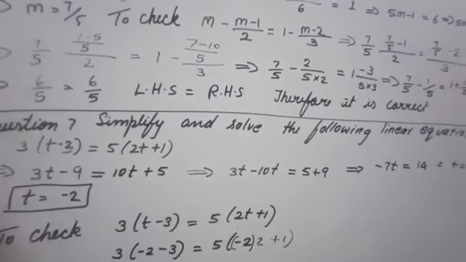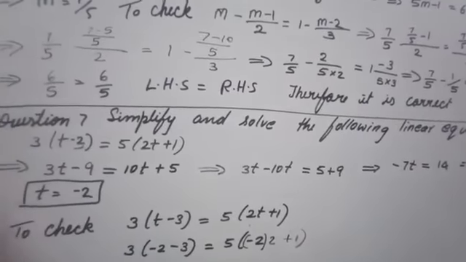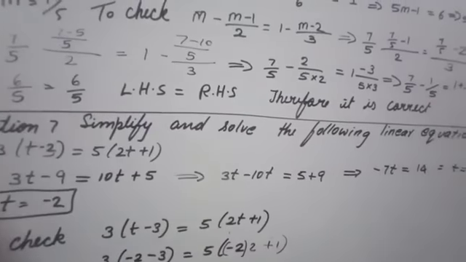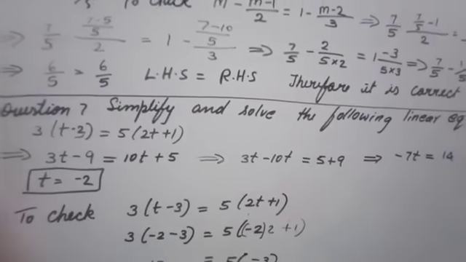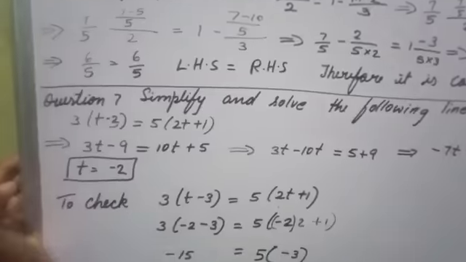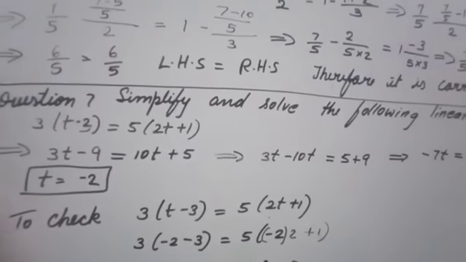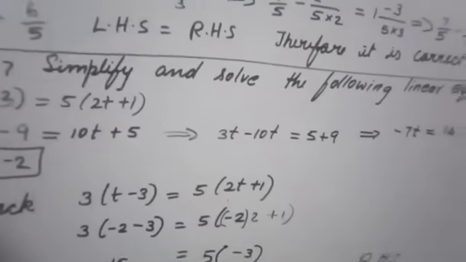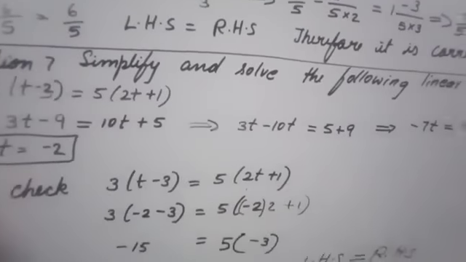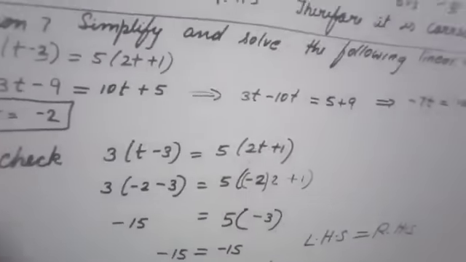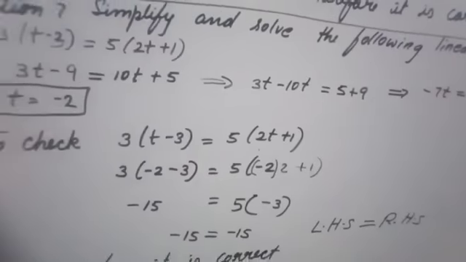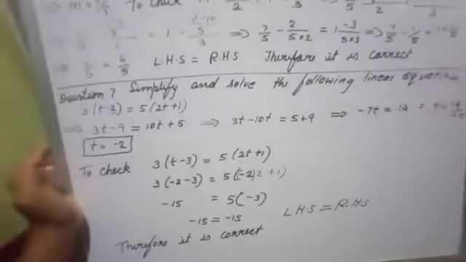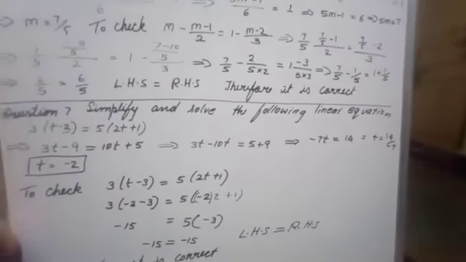Let us substitute that. How will we substitute? 3t minus 3 is equal to 5 times 2t plus 1, with t equal to minus 2. If we substitute, on the left hand side you will be getting minus 5 into 3, minus 15. On the right, minus 2 twos are minus 4 plus 1, minus 4 plus 1 we get minus 3. So we will be getting minus 15, minus 15. Therefore it is correct. Left hand side is equal to right hand side.